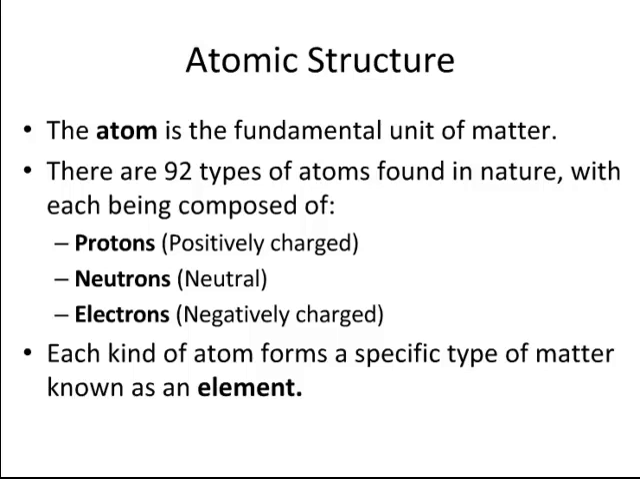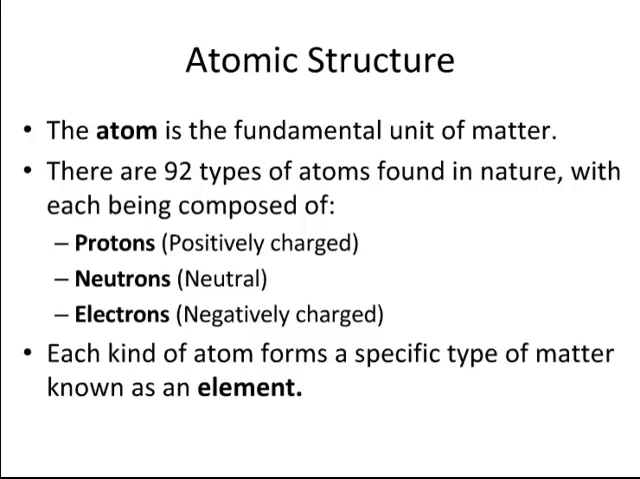They balance out. Now notice that the number of protons and the number of neutrons tell us what type of atom we have. And there are 92 common types of atom. Now, people have made more in nuclear reactions and stuff like that, but there's about 92 normal, common atoms.